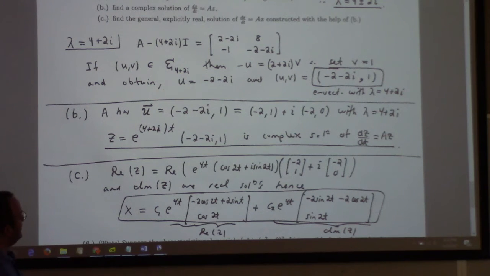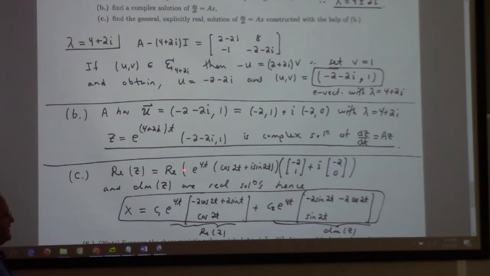Let's see here. So this is my complex eigenvalue. This is my complex eigenvector with complex eigenvalue that. So again, this is a solution to the differential equation. A little bit less boring, I think. The point is, this is a complex solution, though, right? So I've got to peel off its real and imaginary parts to get real solutions.